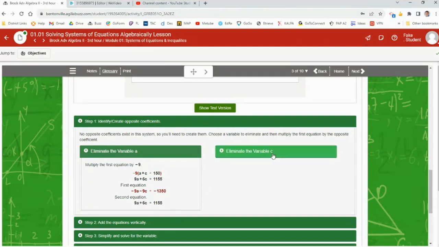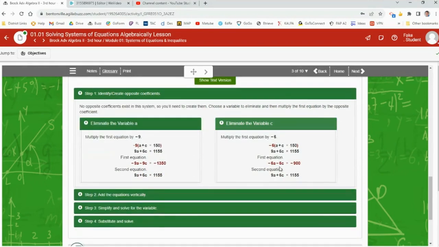If we decided to do the C instead, then we multiply the first one by -6. That way we'd have a -6C in the first equation and a positive 6C in the second one. So we need opposite variables somehow. Okay, so now we would just add them together.